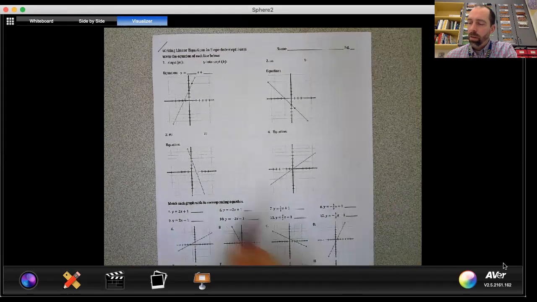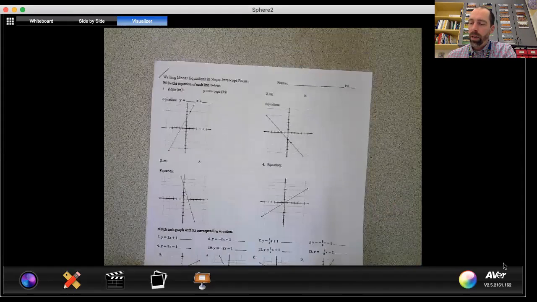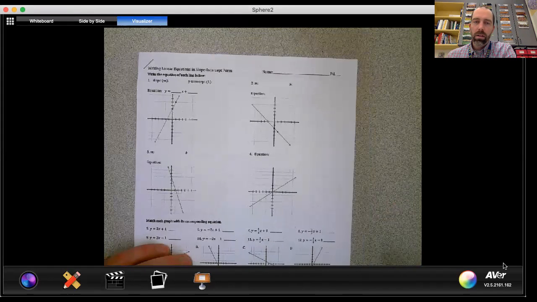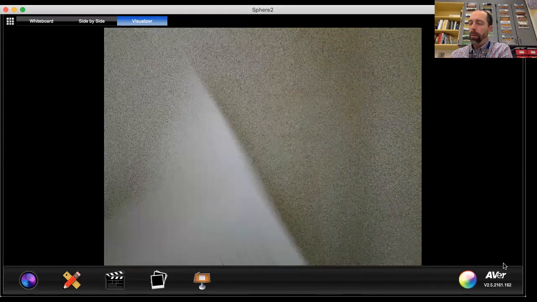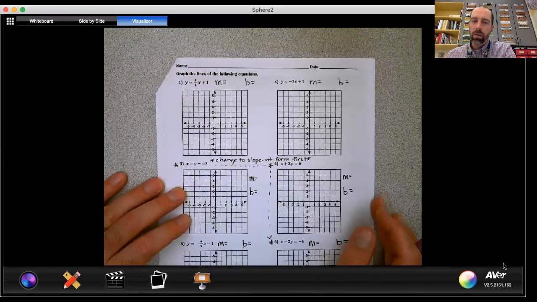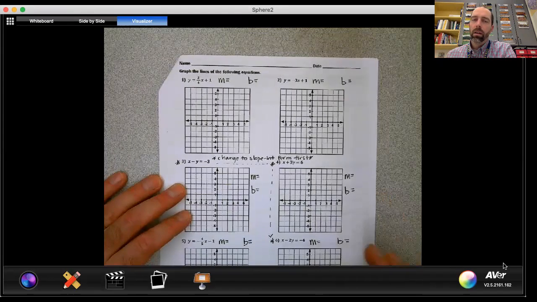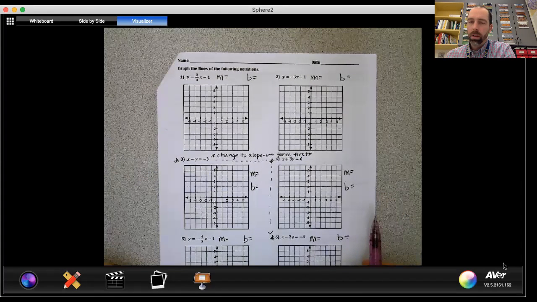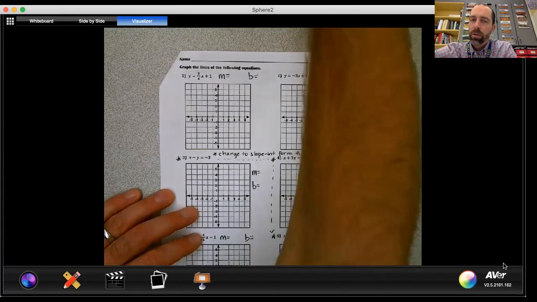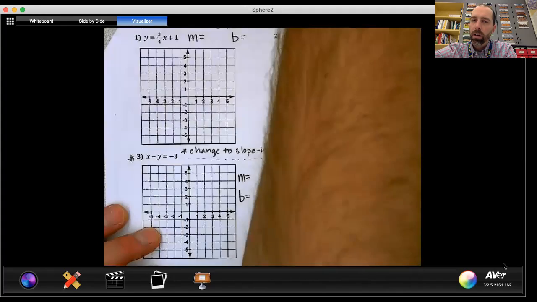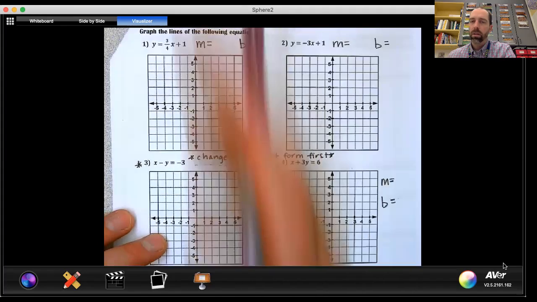So today we're going to be working on the second page of the packet that you received the last day before everyone went home. So it would be this page right here. Graphing lines from an equation. This is something we have done before, as is most of the things you're going to see these first few days of online learning. I'm going to zoom in just a little bit.